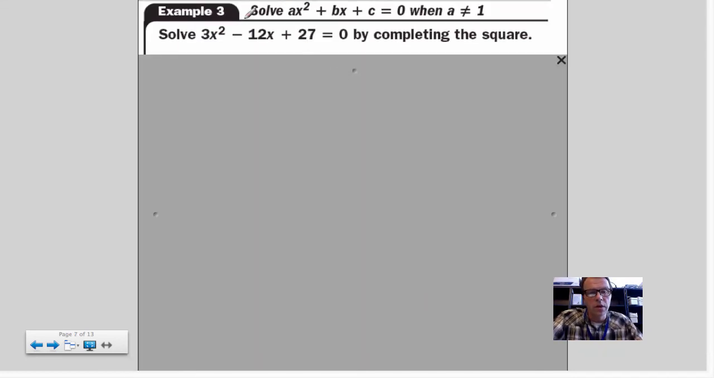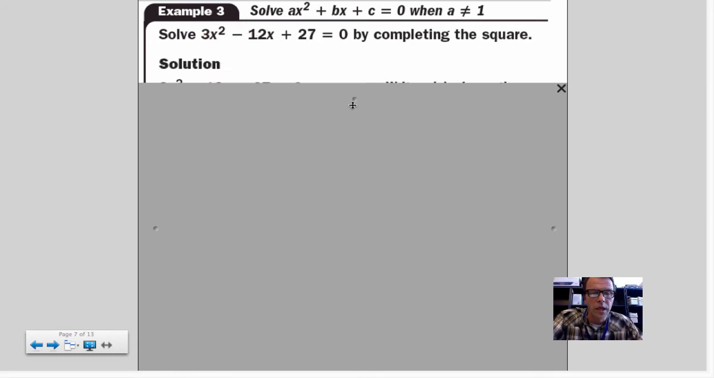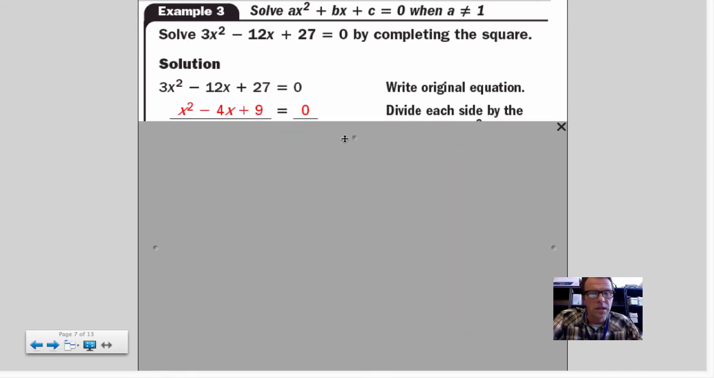So here we're going to solve an equation where a is not 1. So we've got quite a hefty equation to solve by completing the square. Luckily, you notice that each of these coefficients are divisible by 3. So I think the first step really is to divide everybody by 3, and then that simplifies the equation to x squared minus 4x plus 9.